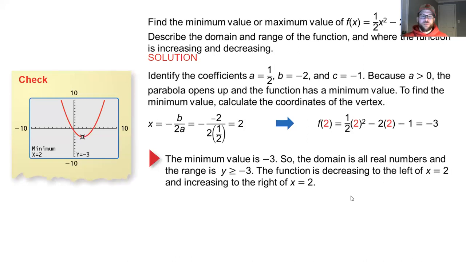So you can always check it by plugging it into a graphing calculator or using that website Desmos, and you can find that minimum value of -3.